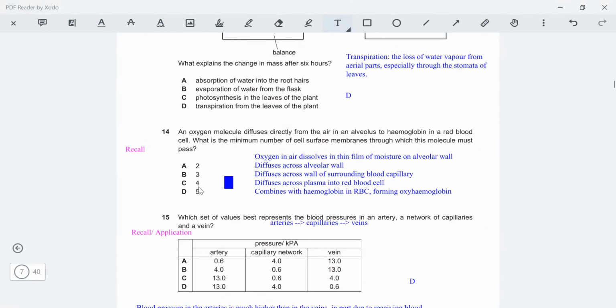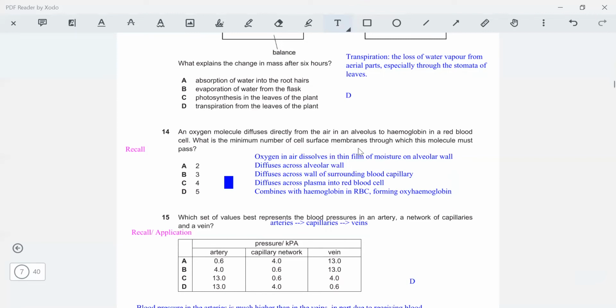An oxygen molecule diffuses directly from the air in an alveolus to hemoglobin in a red blood cell. What is the minimum number of cell surface membranes through which this molecule must pass? So if you actually recall, this probably requires you to write out the process in general for you to remember what cell surface membranes that it must pass through.